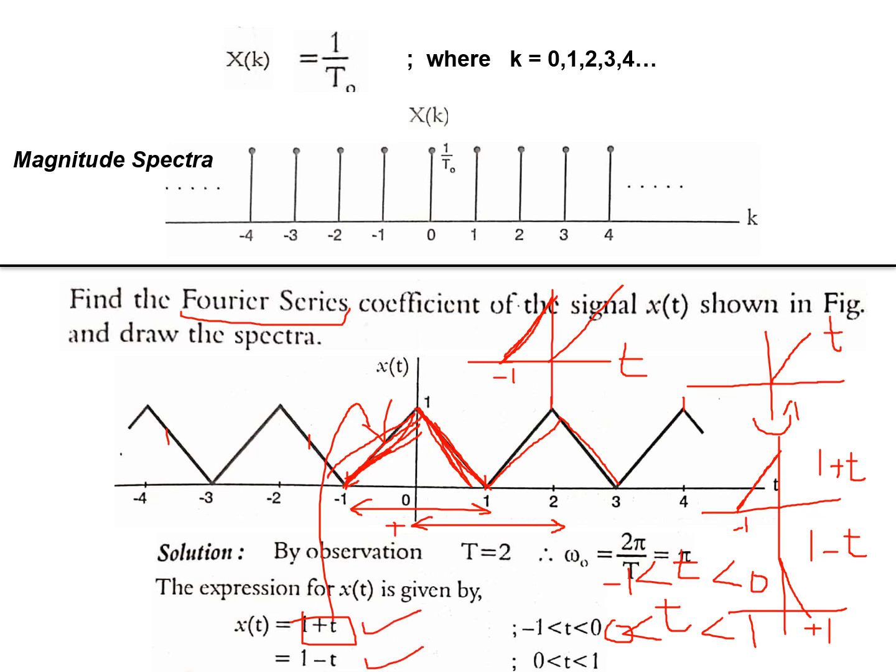See the time interval. So this is how I describe the entire signal. x(t) has been described by this signal. This is the entire duration of the signal. For this signal, I have to find the Fourier series.